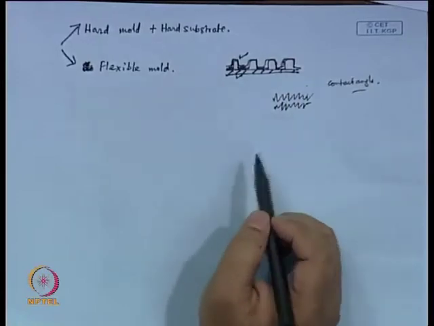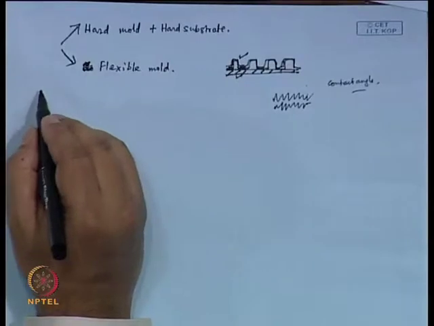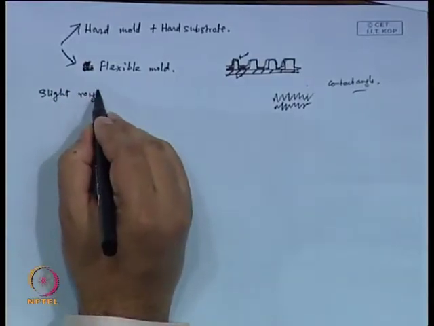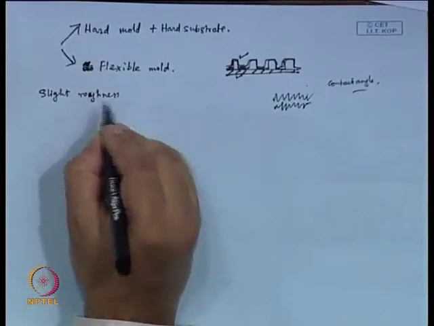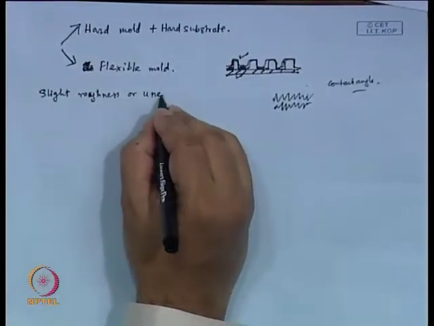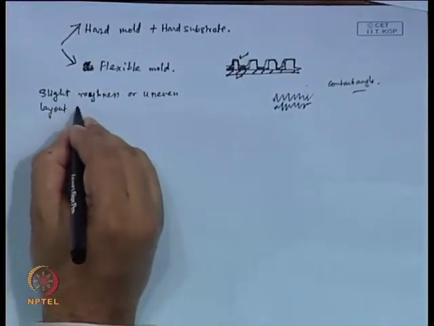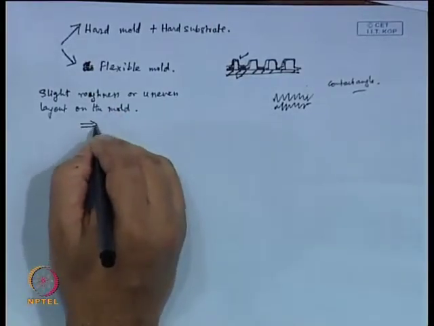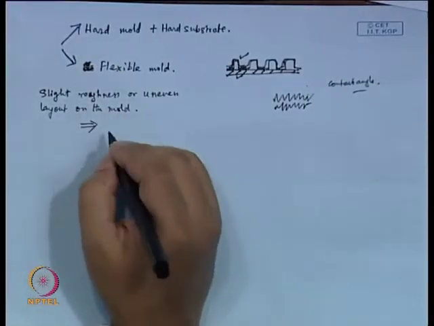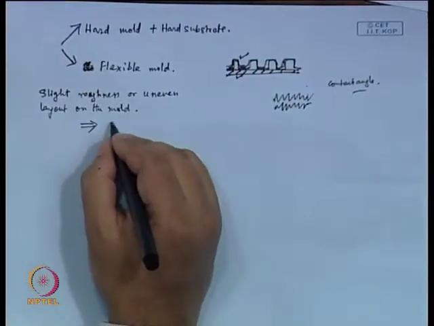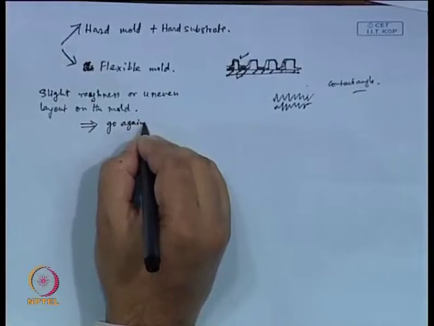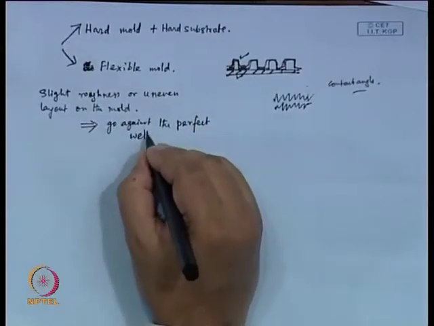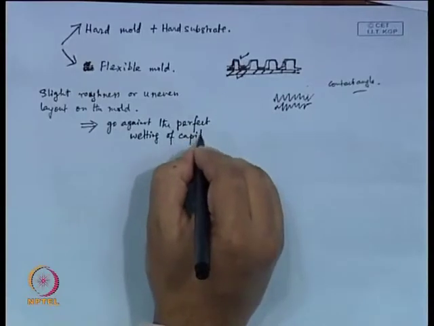So this particular issue you need to understand: this slight roughness or uneven layout on the mold will go against the perfect wetting of the capillary wall.